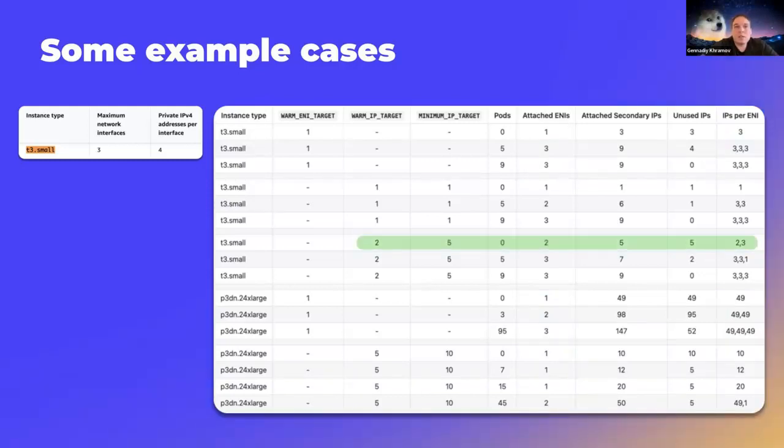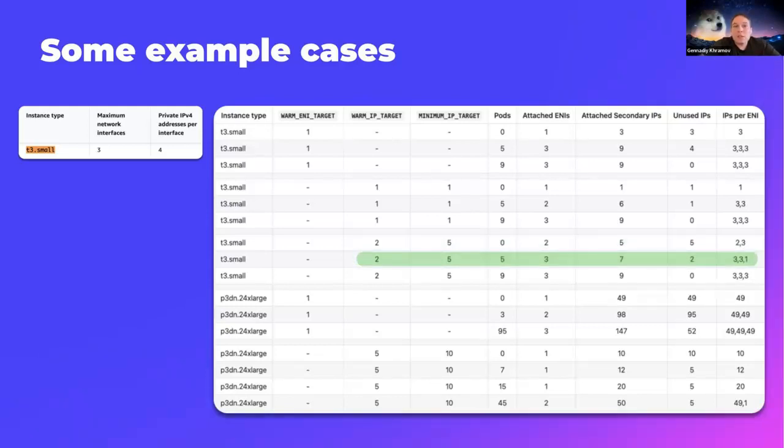For example, if we set minimum IP target to 5 for a small instance, IPAMD will attach 2 ENIs because this instance can have only 3 IPs per ENI, even without any load, but will use only 5 IP addresses. But if we have 5 pods running on the node, IPAMD will look at warm IP target and allocate only 2 additional IPs. And the same behavior is for the large node.